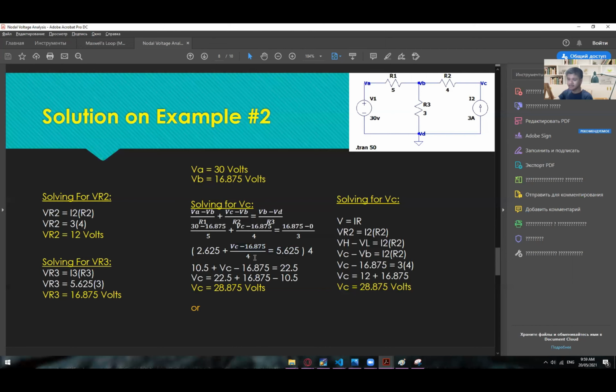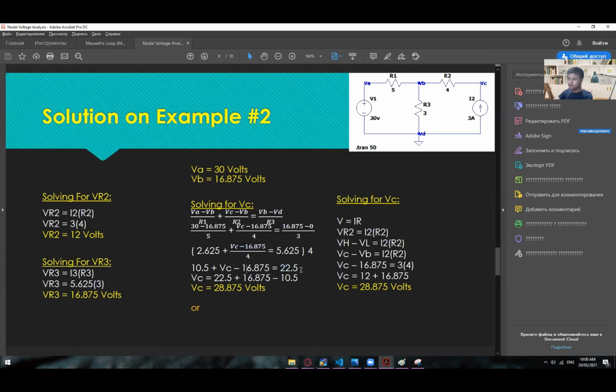And then in here, we only have one remaining denominator. So just multiply that by 4 to eliminate this denominator right here. So 4 times 2.625 will give us 10.5. And then 4 divided by 4 is 1, so just copy as it is. So VC minus 16.875 is equal to, 4 times 5.625 will give us 22.5.